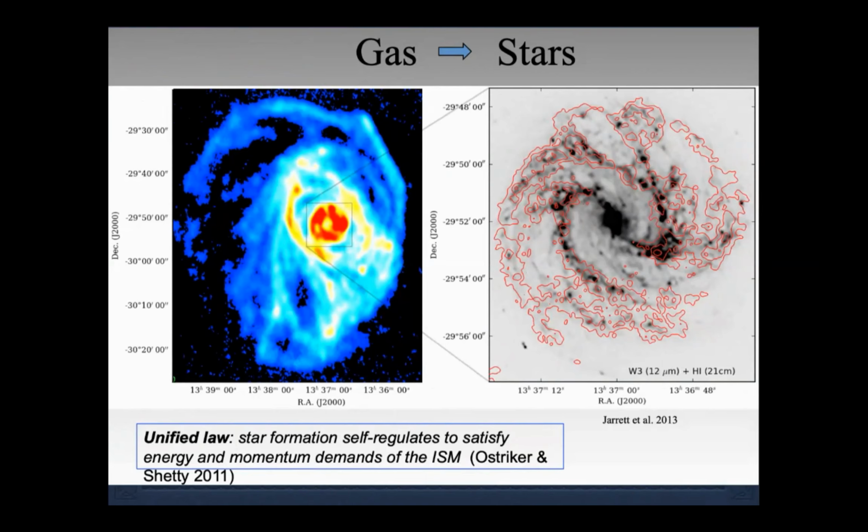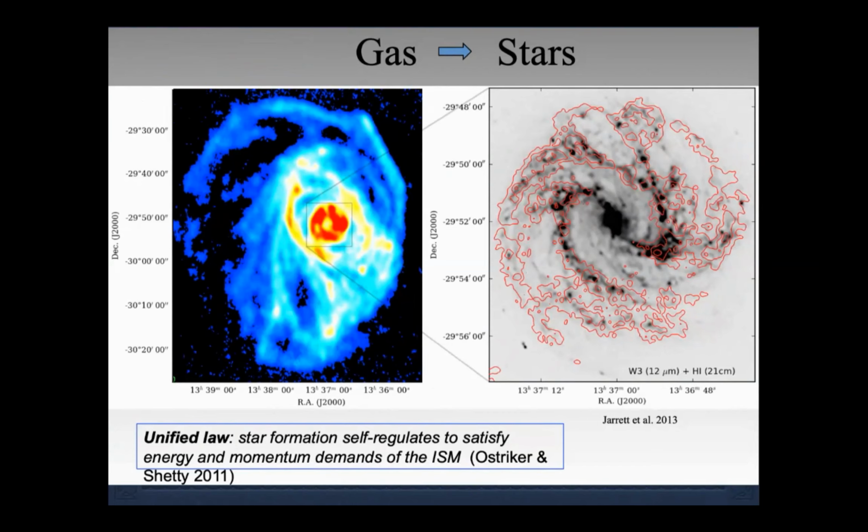And to do that, we have to go out with our big interferometers like MeerKAT, and we have to image these galaxies and get the gas distribution. And I showed you the kinematics of M31. So not only do we get where the gas is located, but we get its motion.